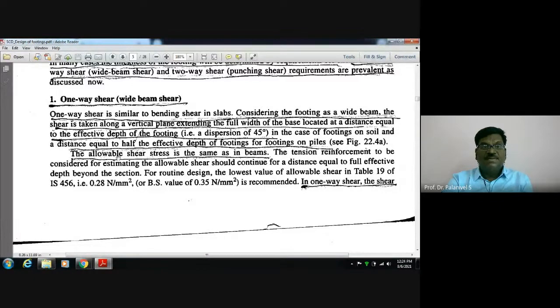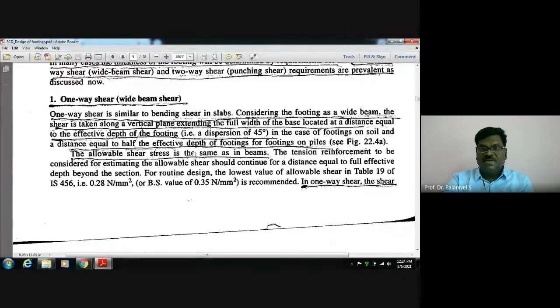The allowable shear stress in concrete, that is tau c, is the same as in the beam. In the beam, you referred to some table in the IS code. Do you remember? For the tau c value, based on the percentage of steel provided and grade of concrete, you chose a design shear strength, tau c, in the shear reinforcement design of beams. The same thing is applicable here. The same tau c you have to use here.